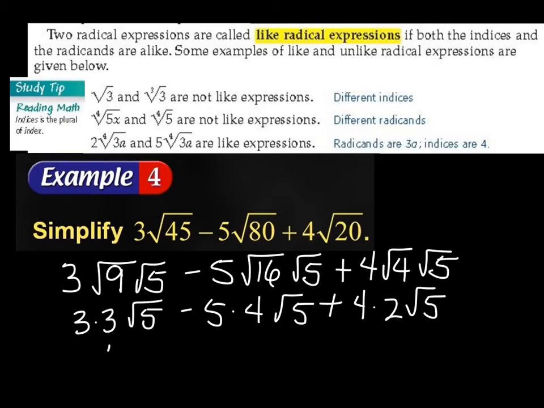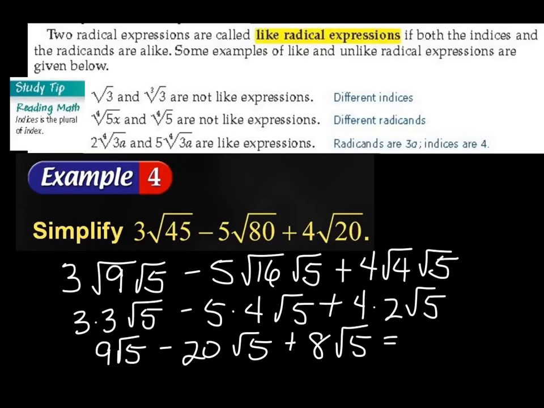And then 3 times 3 is 9. 5 times 4 is 20. 4 times 2 is 8. And then if I just add my coefficients, 9 minus 20 is negative 11, plus 8 is negative 3. And they're all times square root of 5.